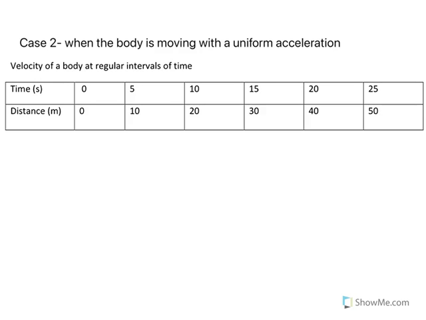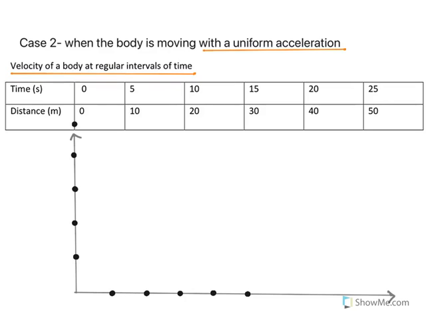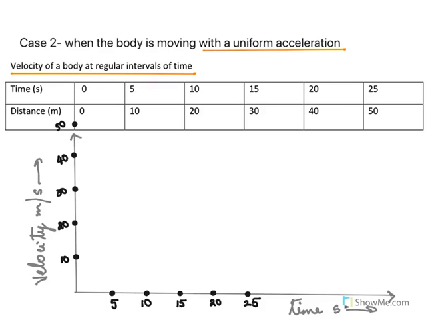Case 2, when a body is moving with uniform acceleration. So here we have a table of velocity of a body at regular intervals. Let's go ahead and draw the graph. We are drawing the velocity time graph. We take the velocity on the y-axis. Remember, velocity is in meters per second. Time on the x-axis, measured in seconds.